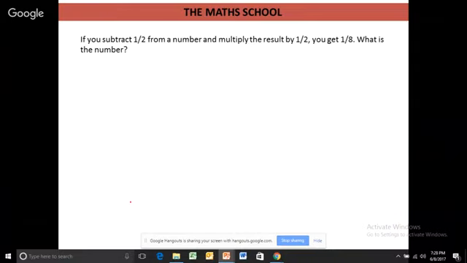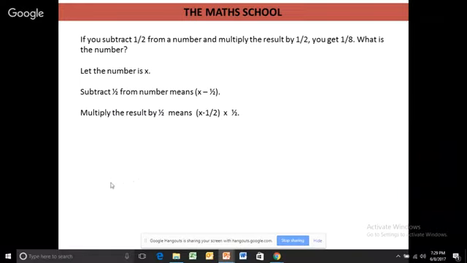Let us say that number is x, which we need to find. If you subtract half from a number, that means if I subtract 1 by 2 from this x, I will get x minus 1 by 2, right? Now it says multiply the result by half. So by subtracting 1 by 2 from x, I have got the result as x minus 1 by 2.